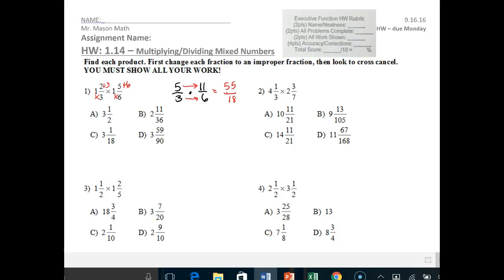So I get 55 over 18. I'm going to go ahead and say, how many times does 18 go into 55? Well, 18 goes into 55 3 times, which is 54, with 1 left over. So my answer is 3 1/18. Circle that answer and then come over here and circle your actual answer. Number 3.